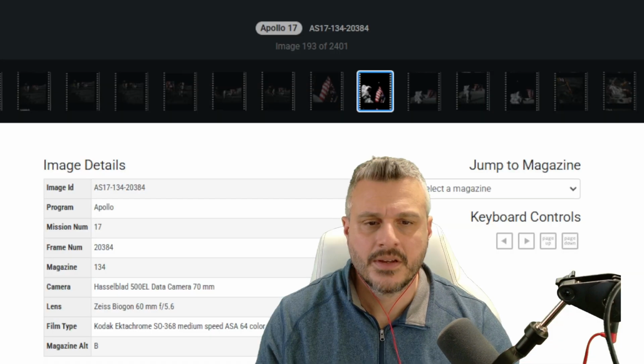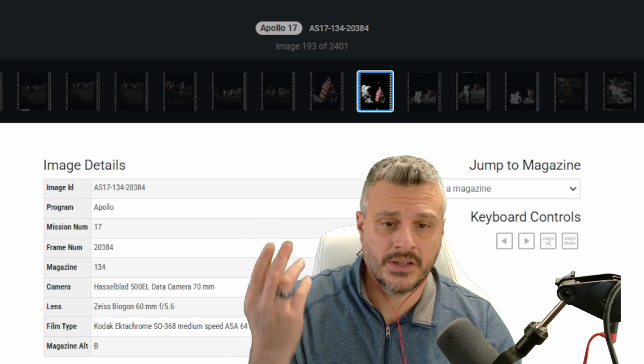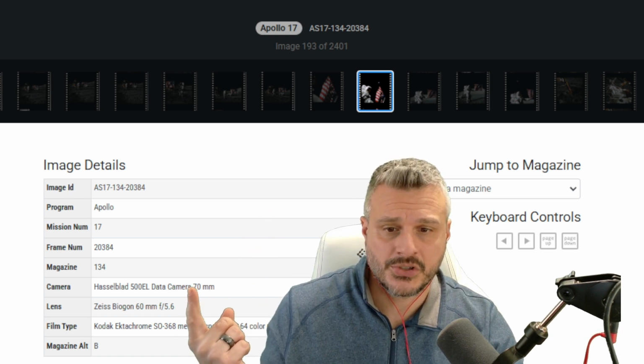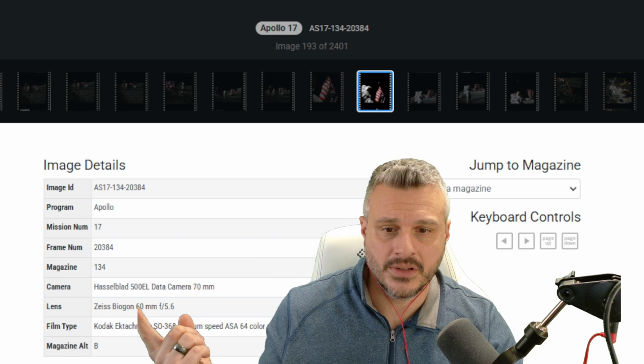So here we have a photo from Apollo 17. And here we have a random photo of the moon. Why does the moon look so big here? Now, if we take a look at this picture and its origin, you'll see that it was shot with a 60mm lens. So your first question should be, what was the focal length used in this picture, right?